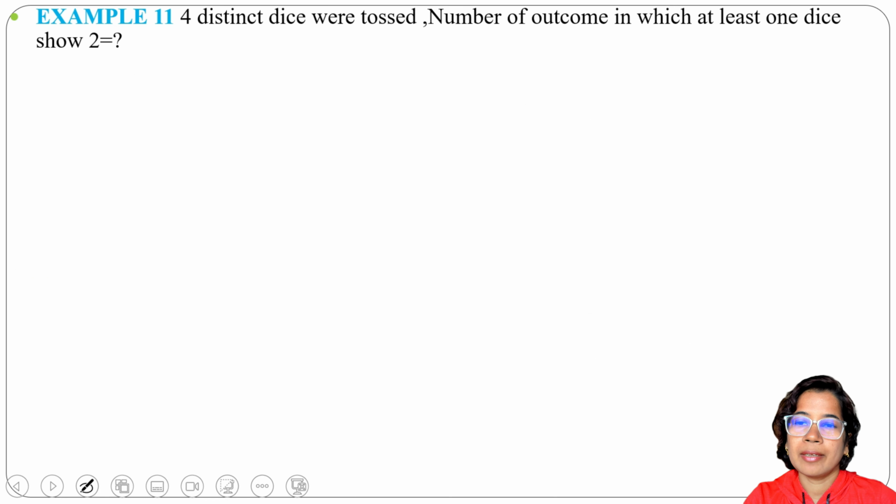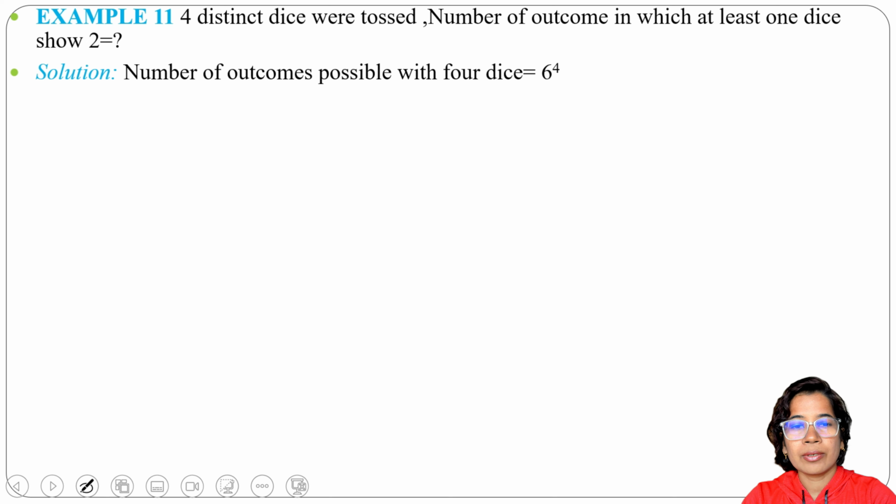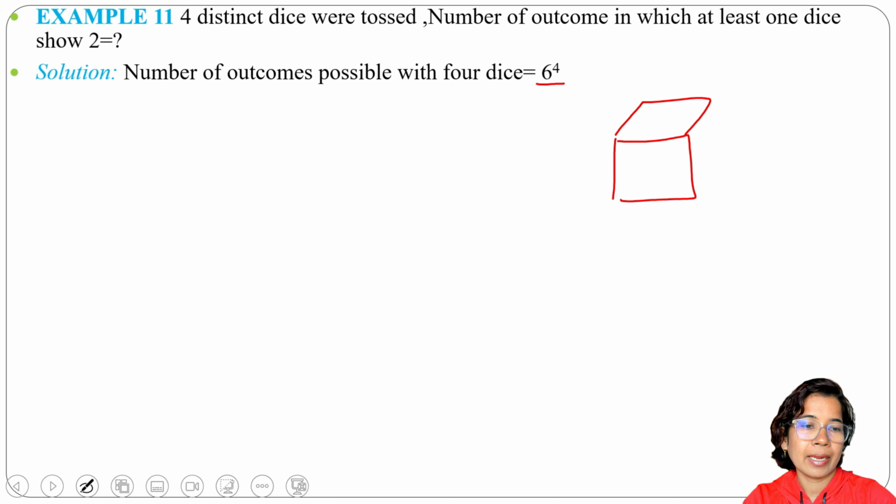Next, example 11. 4 distinct dice were tossed. Number of outcomes in which at least one dice shows 2. So the number of outcomes possible with 4 dice equals 6 power 4, as each dice has 6 faces, right? Each dice has 6 faces and we have 4 dice, so the total number of outcomes equals 6 power 4.